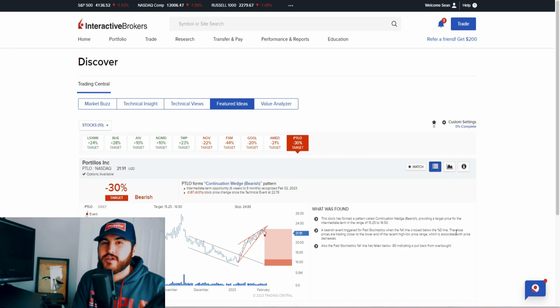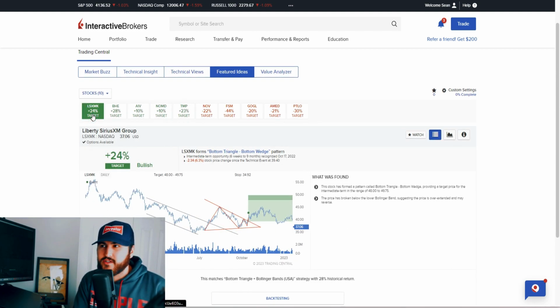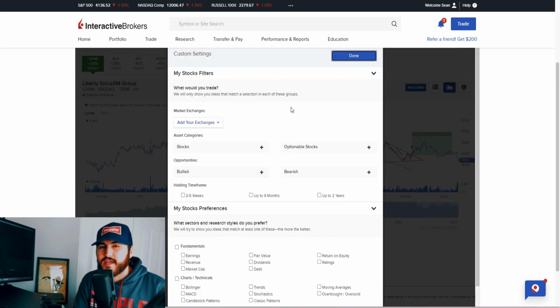And you can also customize your setup to try to find stocks that fit your filters and your criteria. For instance, you can select your exchange. If you're looking for stocks that are only listed on the NASDAQ, you can select NASDAQ.